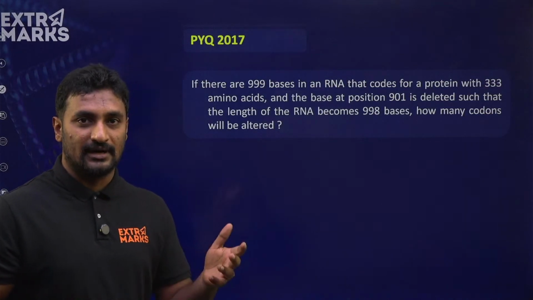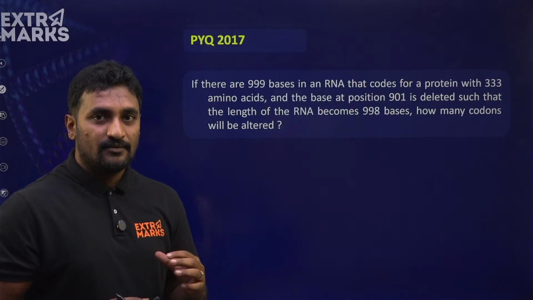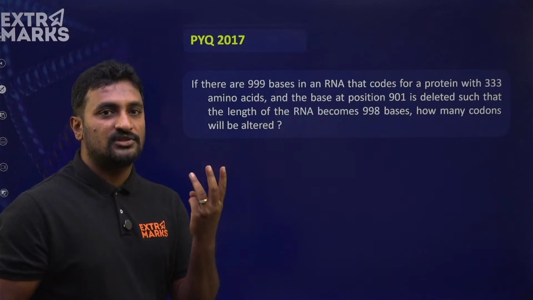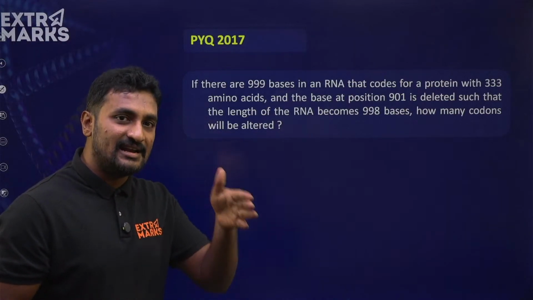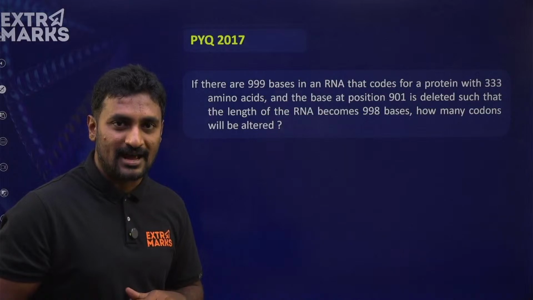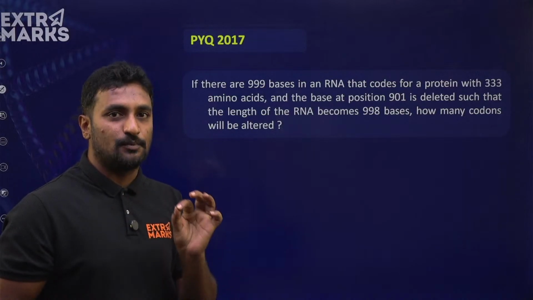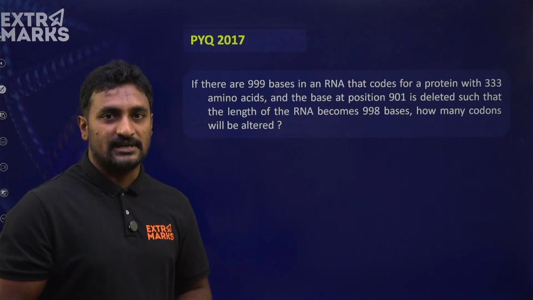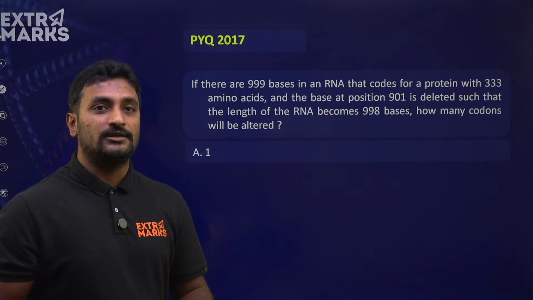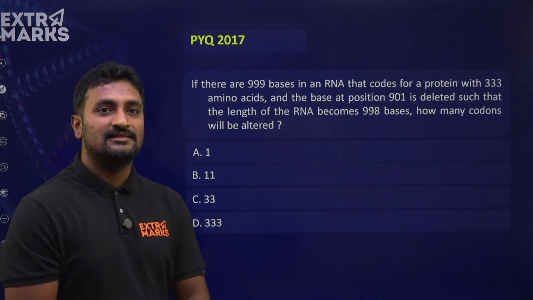Now let us see the question which was asked in the 2017 PYQ NEET exam. Suppose there are 999 bases in the RNA which codes for 333 amino acids, because as you all know, three letters give us one codon which codes for one amino acid. So 999 divided by 3 will give us 333 amino acids. And the base at position 901, exactly the 901st base position, is deleted such that the length of the RNA becomes 998 bases. Now how many codons will be altered? Option A, 1. Option B, 11. Option C, 33. Option D, 333.